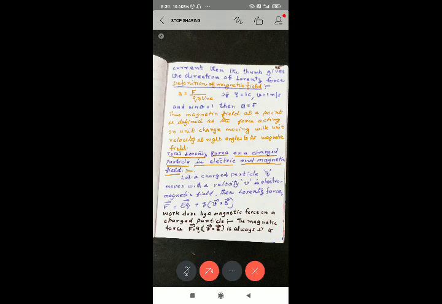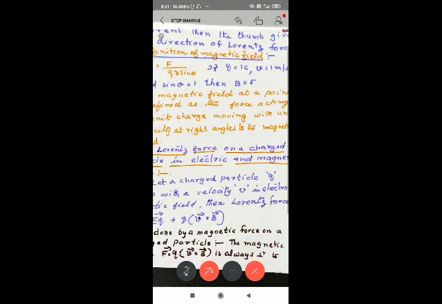When B equal to 1 Tesla, when is it possible? Q equal to 1, V equal to 1, theta equal to 90, and F is 1 Newton. In that case, B we can tell will be 1 Tesla. B equal to F. Thus, the magnetic field at a point is defined as the force acting on unit charge moving with a velocity of 1 meter per second at right angles to the magnetic field, theta equal to 90. So that is the definition for magnetic field.